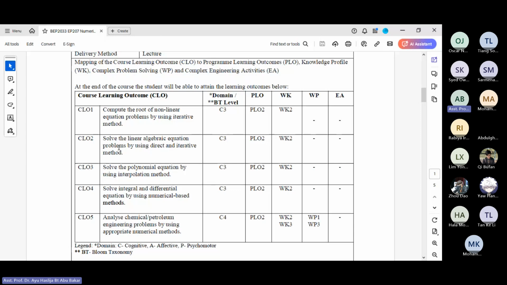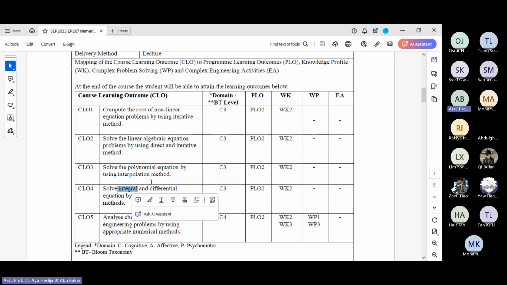CLO2 is solving linear algebraic equations using direct and iterative methods. This one is linear: the Jacobi, the Gauss-Seidel, matrix, LU, the Gauss elimination, LU. Then CLO3 is the polynomial equation by using interpolation. This one is interpolation, the Newton divided difference and Lagrange. Those two.